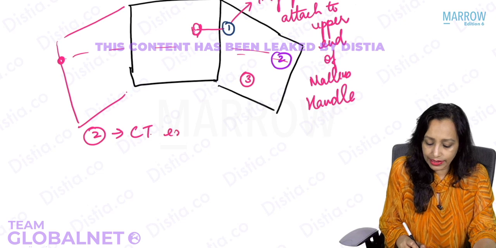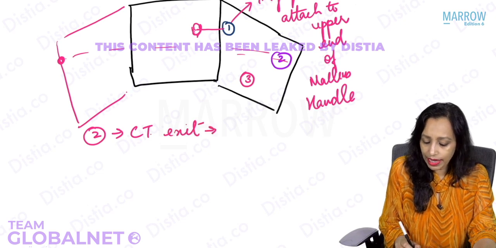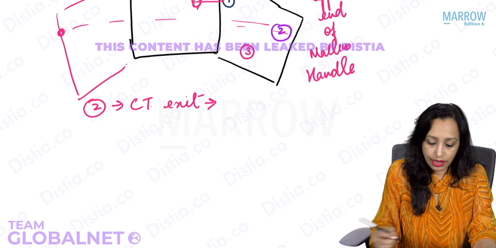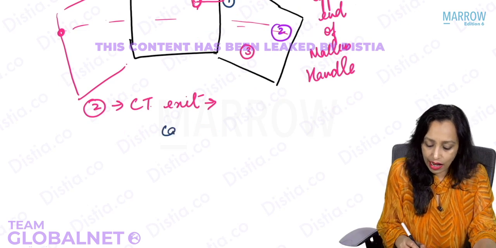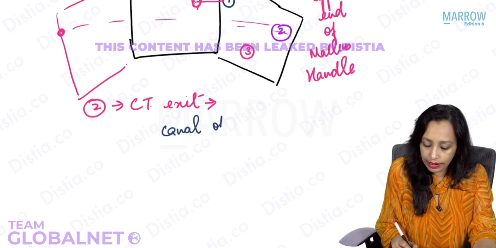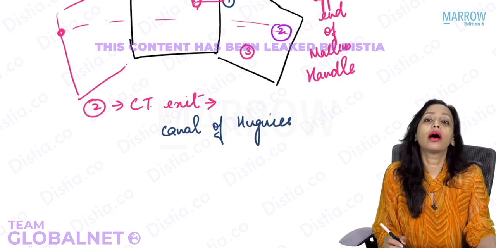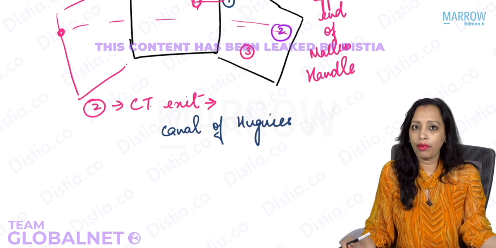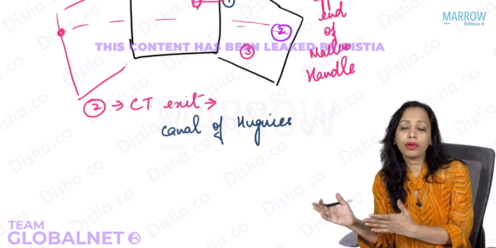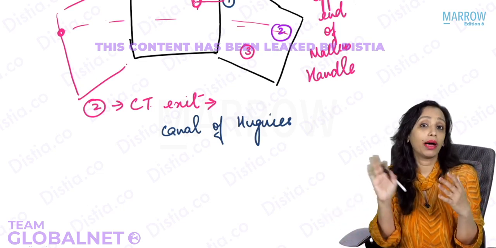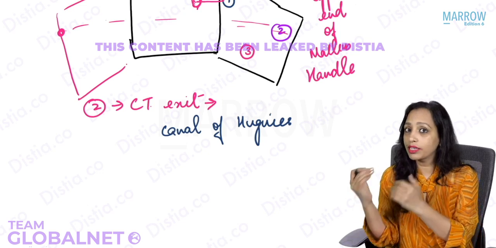Chorda tympani exit, and this has been given a name. This is what is known as the canal of Huguier. How can you remember it? You can call it Huguier or Huguier. I prefer to call it Huguier. How I remember it is, this is the exit of the chorda tympani, so it hugs the chorda tympani. So this is the canal of Huguier. It is the exit of the chorda tympani.